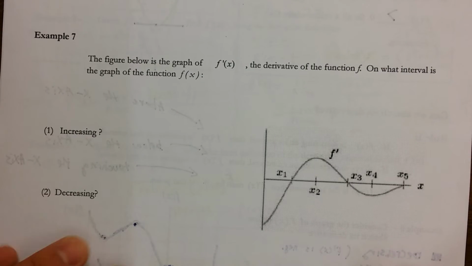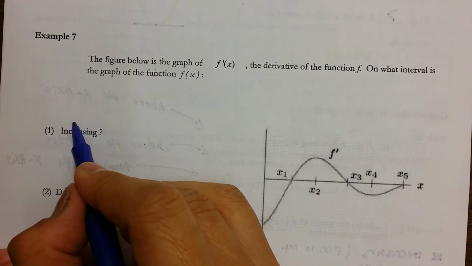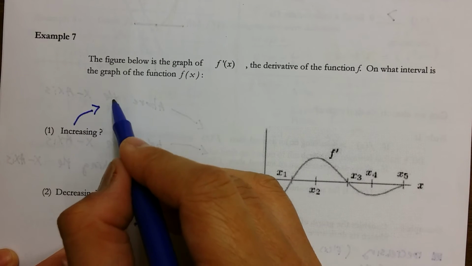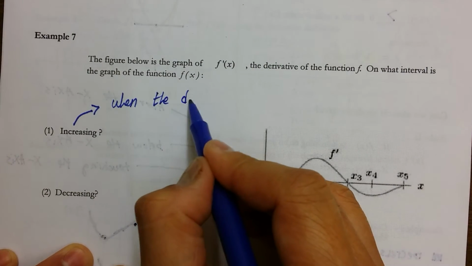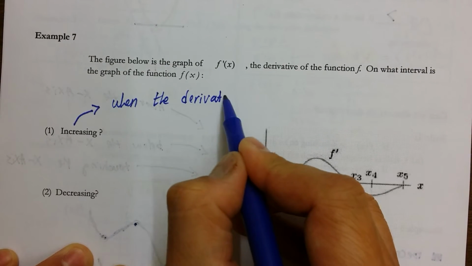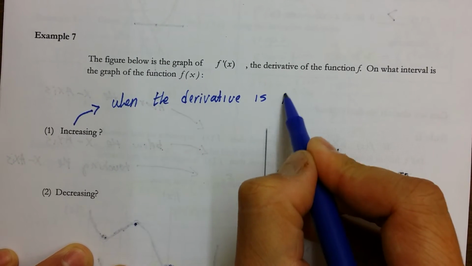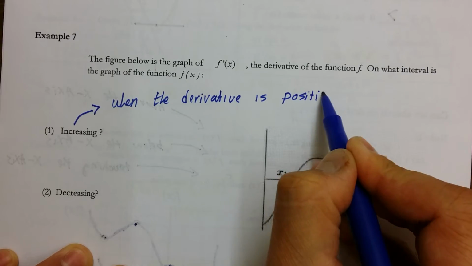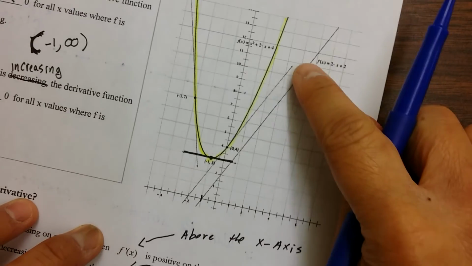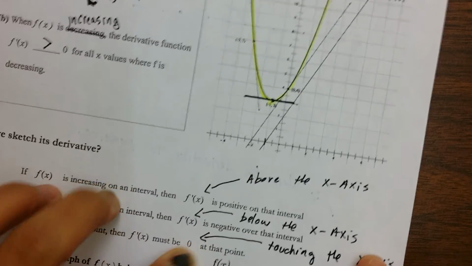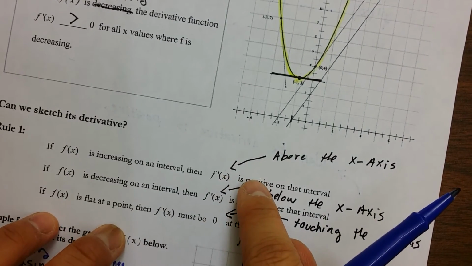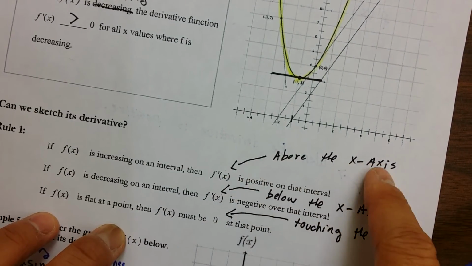Okay, so remember, the original function will be increasing when the derivative is positive, right? When the derivative is positive, the function is actually increasing. And positive derivative is graph above the x-axis.